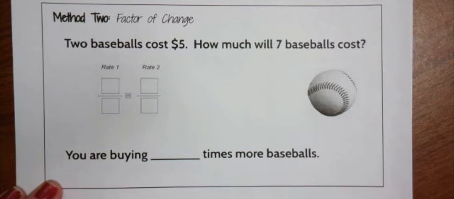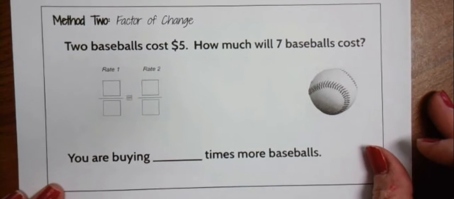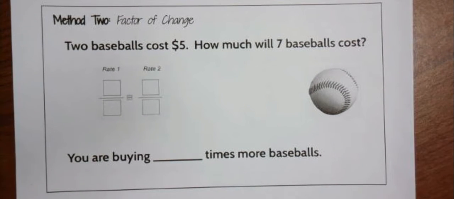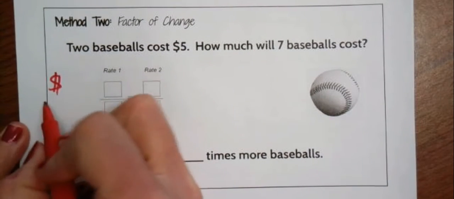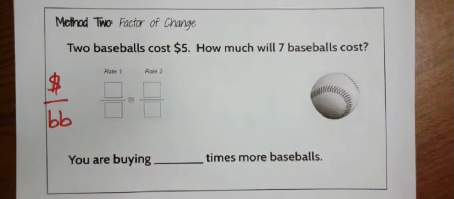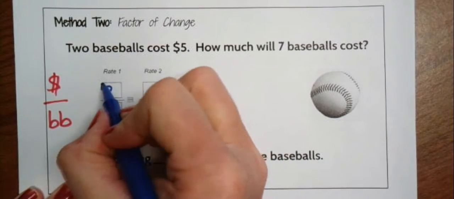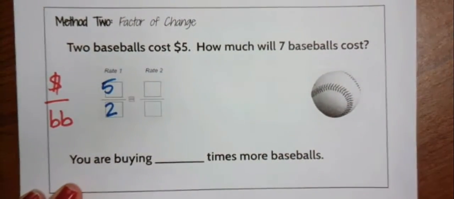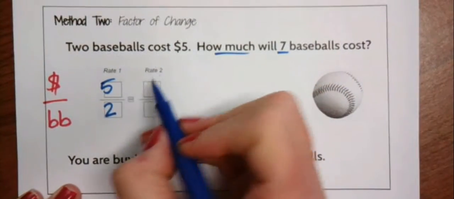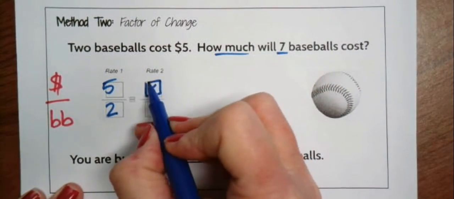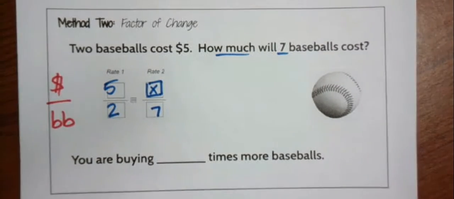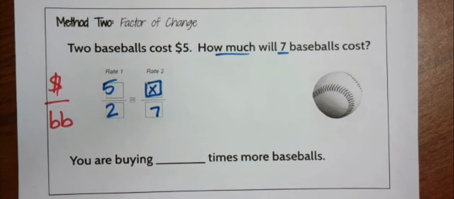Now the second method that you can use is called factor of change, and this is a horizontal relationship. So let's look at the situation. We got the same situation we did before. We're going to put money on the top. We're going to put baseballs on the bottom. All right, so 2 baseballs cost $5. $5, 2 baseballs. Remember, money on the top. Well, how much will 7 baseballs cost? So we don't know how much money. Put that on the top, but we do know we're going to be paying for 7 baseballs. All right, so same exact proportion as we had before.